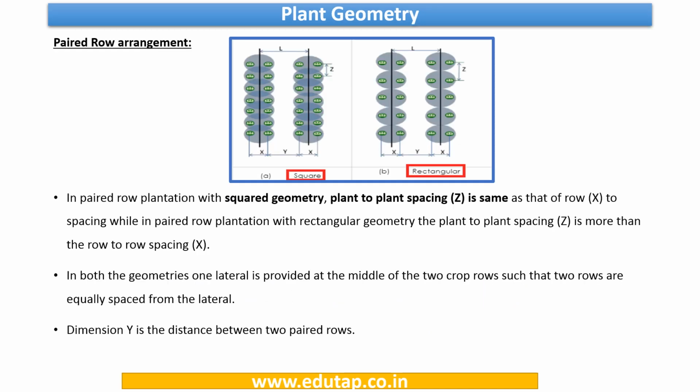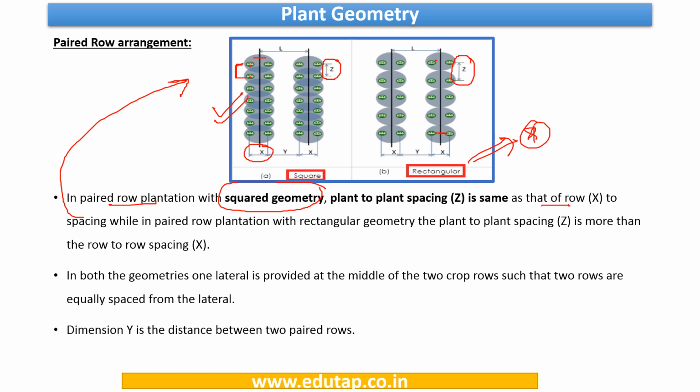So here, if you can see, let us go line by line because this is kind of a tricky one. Okay, so first in paired row arrangement with square geometry, kindly see the first picture that I'm referring to. Okay, the plant to plant spacing, that is this one, is same as that of row to row spacing, this one. So here we are talking about Z, and this is Z in our case, and this is X in our case. Okay, so the distance between these two plants and these two plants are going to be same. Okay, but in paired row plantation, which is done with rectangular geometry, the plant to plant spacing, that is Z here, is more than the row to row spacing, that is here X. Okay, please see the picture, pause the video and match this definition with what is given in the picture.